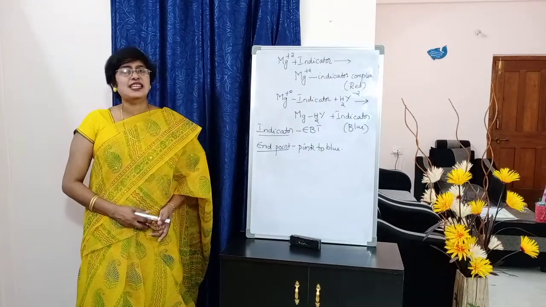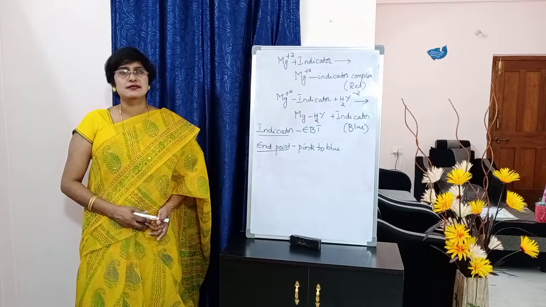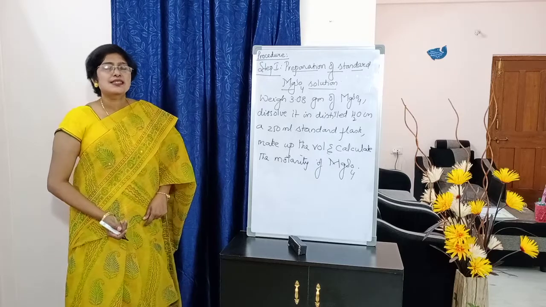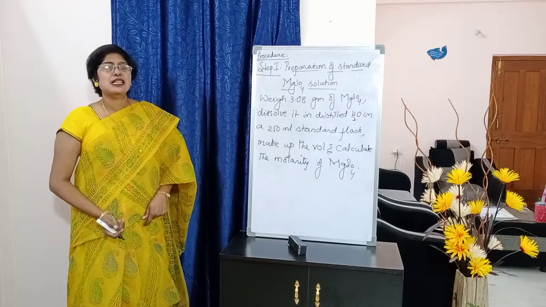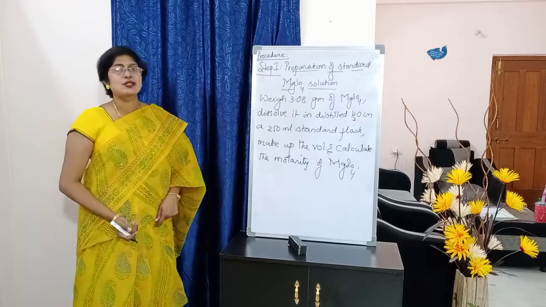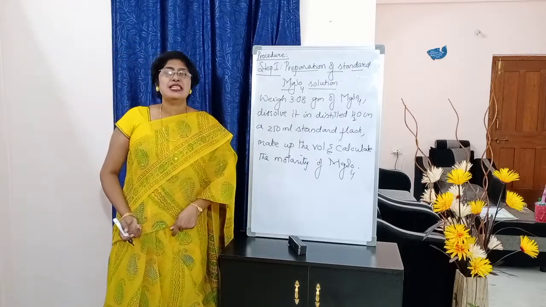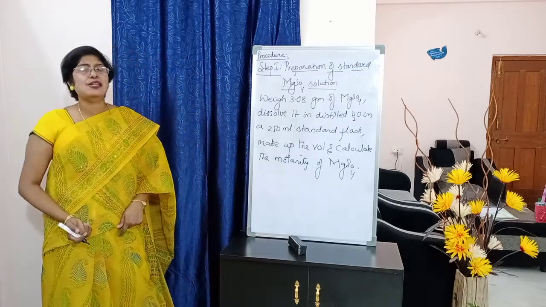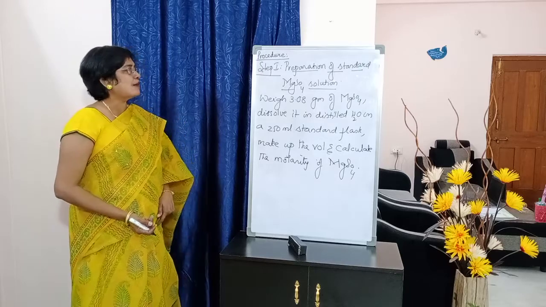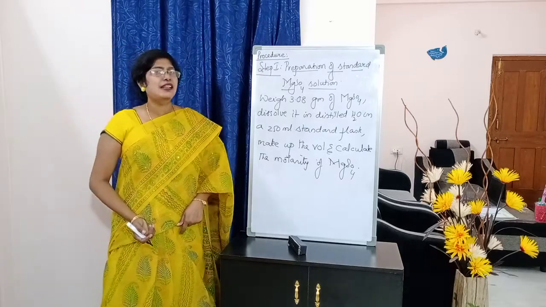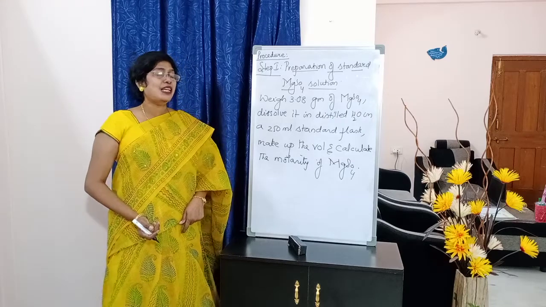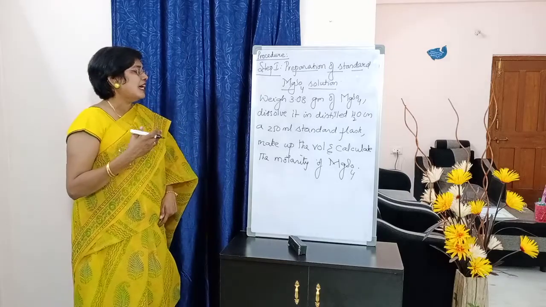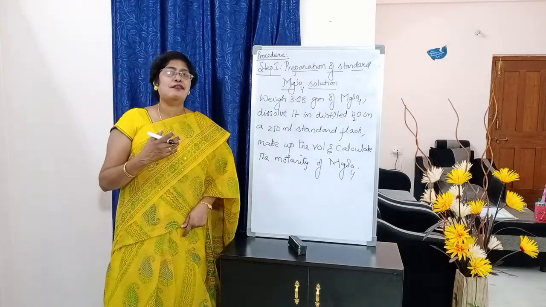Next we are going to start the procedure of the experiment. Put the side heading procedure, students. Under procedure, step 1: preparation of standard MgSO4 solution. What is the first step? Preparation of standard MgSO4 solution. So how do we prepare this solution, students? We take 3.08 grams of MgSO4, dissolve it in distilled water. Then what should be done? The volume should be made up to the mark, and then we will calculate the molarity of MgSO4.